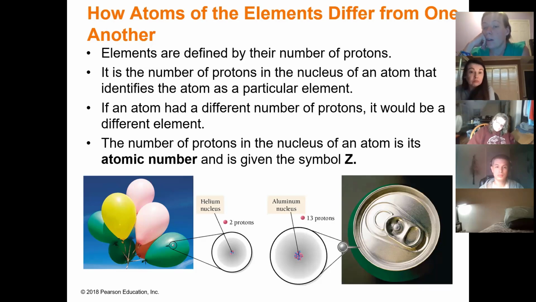The number of electrons can change, okay? And it can still be the same thing. The number of neutrons can change, and it can still be the same thing. The number of protons cannot change. If you change the number of protons, you change what the element is.